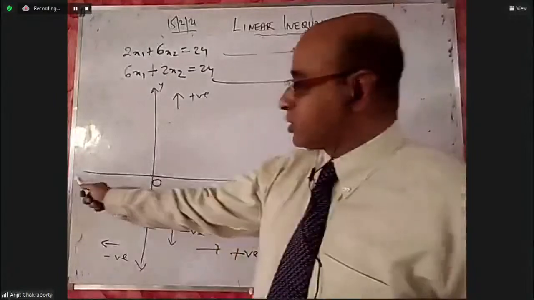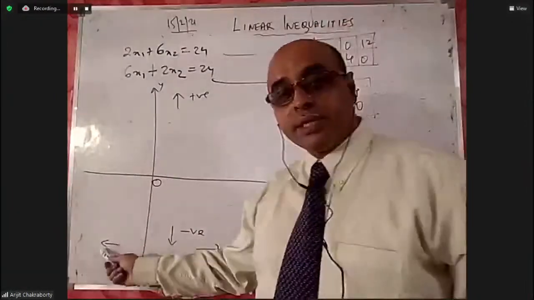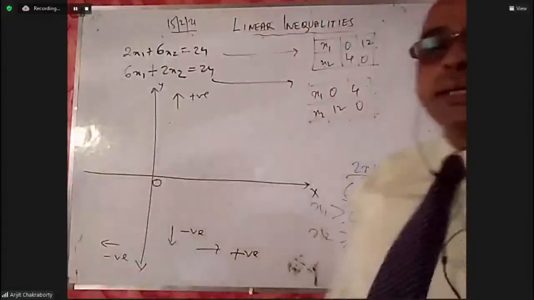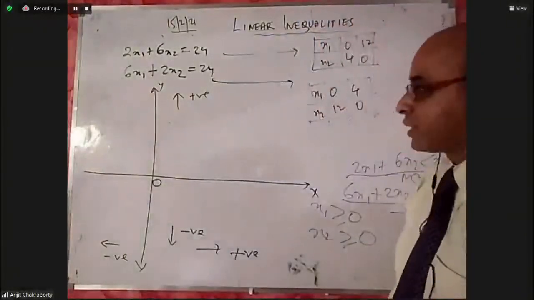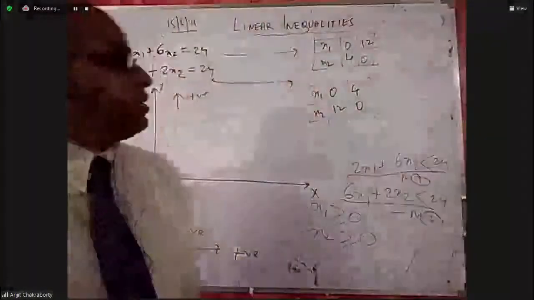If you go towards the western side, value decreases. If you go towards the eastern side, value increases. Okay, that is how x-axis and y-axis work. Now let me see what are the points we have got.